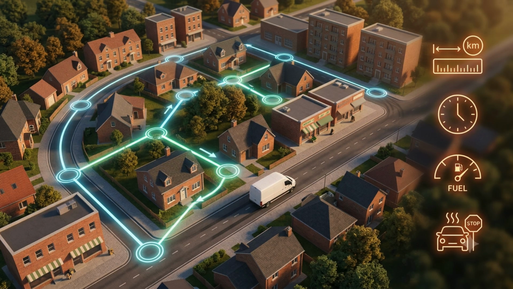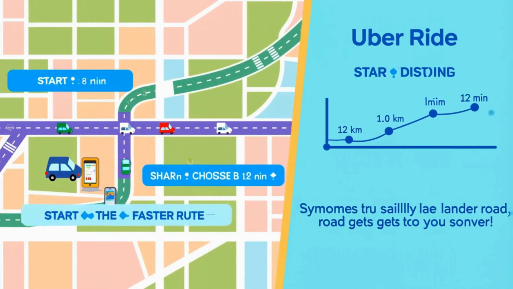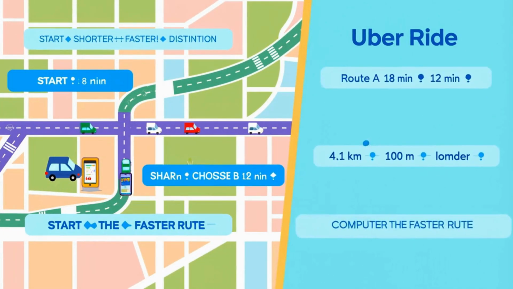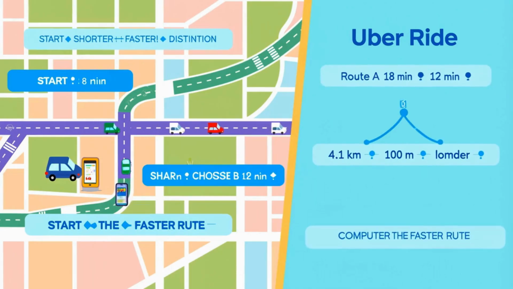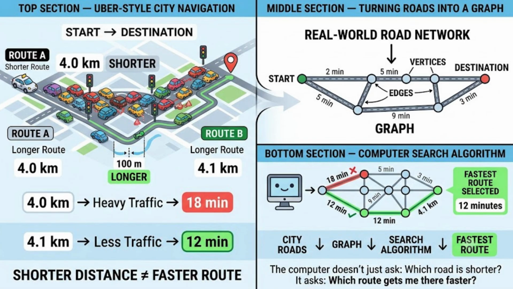For example, imagine a delivery company. A delivery vehicle has to visit many houses and deliver packages. We can represent each house as a vertex, and possible travel between houses as an edge. Now the computer can search for a route that visits all the required locations. But in the real world, finding any route is not enough. We also care about distance, time, fuel, traffic, and many other constraints. That makes real world routing problems much more interesting and much more challenging.